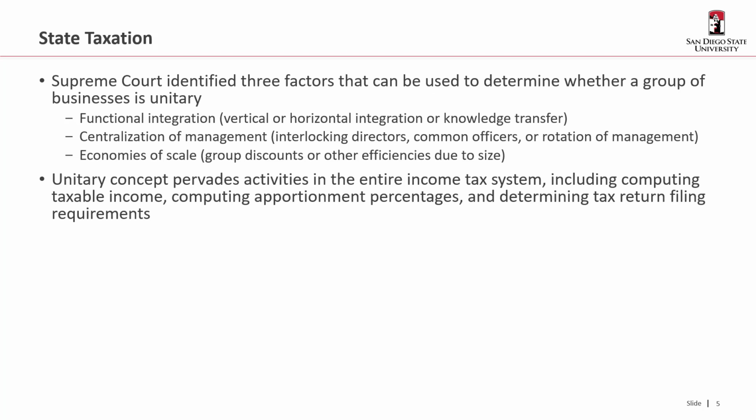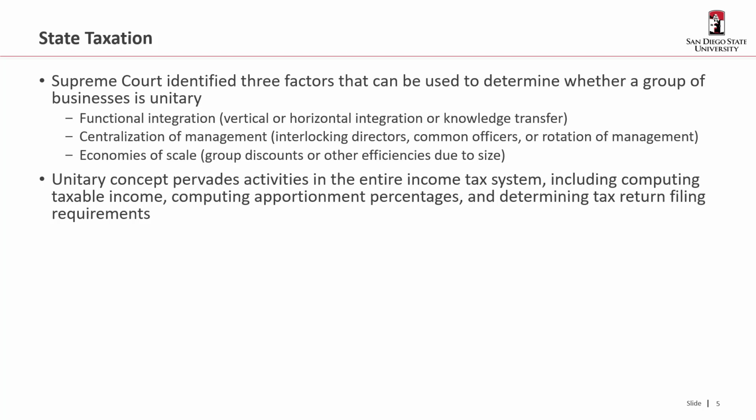So the Supreme Court identified 3 factors that are used to determine whether a group of businesses is unitary. The first is, are they functionally integrated? For example, vertical or horizontal integration or knowledge transfer. Well, if you think about the example we just walked through, that is total vertical integration, right? We went from step 1 to step 2 to step 3, ultimately to sell a completed glove. So it would be a really difficult case to say these activities weren't functionally integrated, and as a result, it's not unitary.